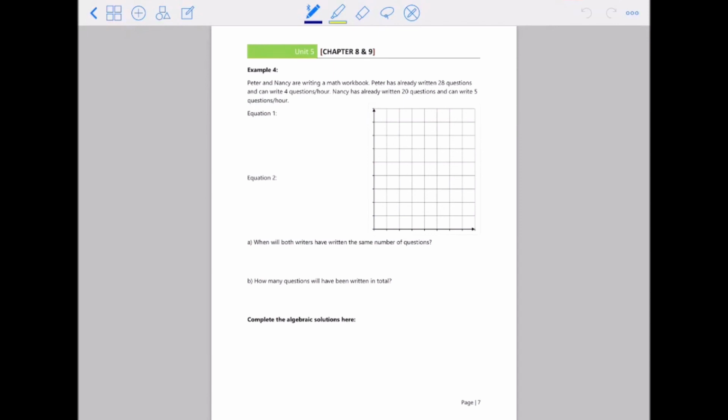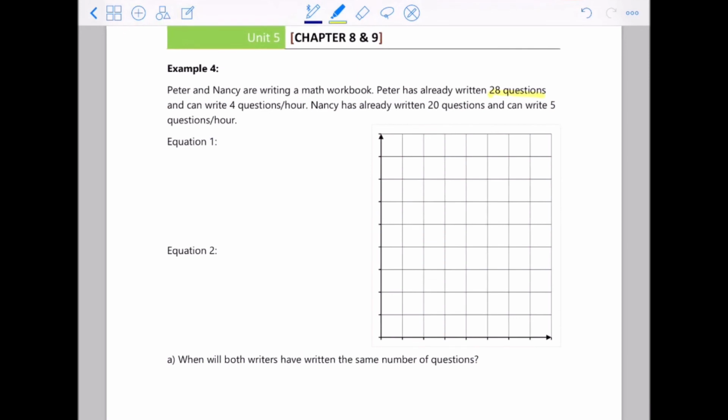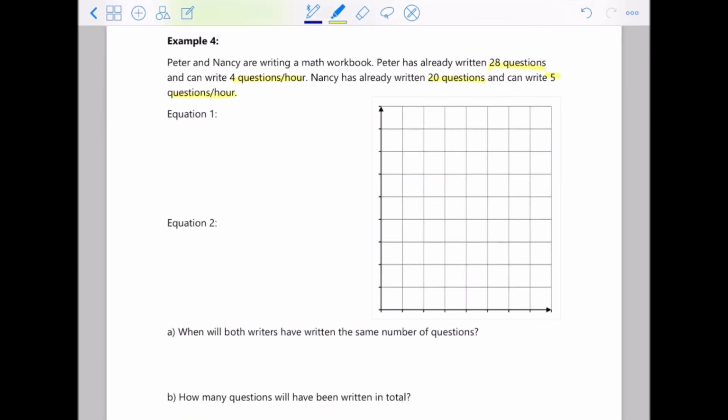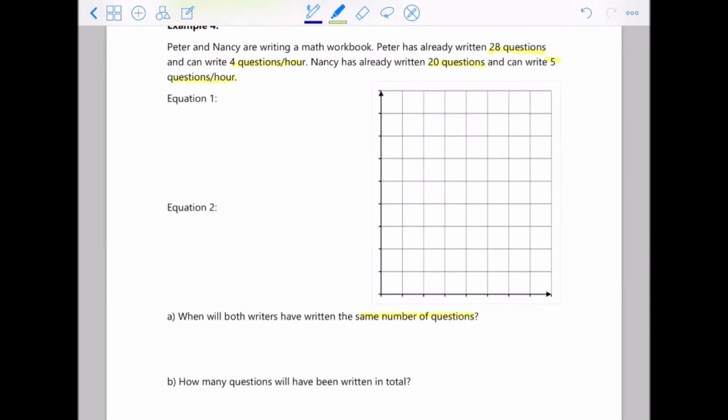Peter and Nancy are writing a math workbook. Peter has already written 28 questions and can write 4 questions per hour. Nancy has already written 20 questions and can write 5 questions per hour. So part A asks us, when will both writers have written the same number of questions? So they're looking for time. Part B is asking for how many questions will have been written in total at that time.